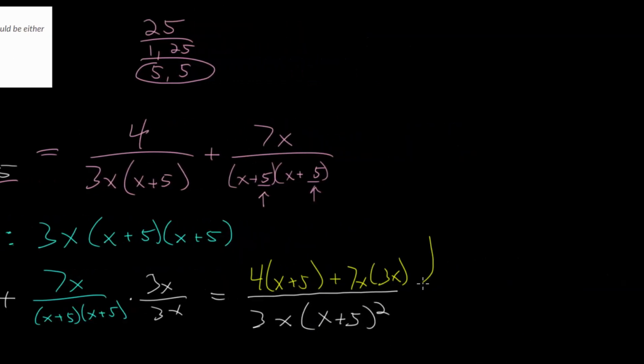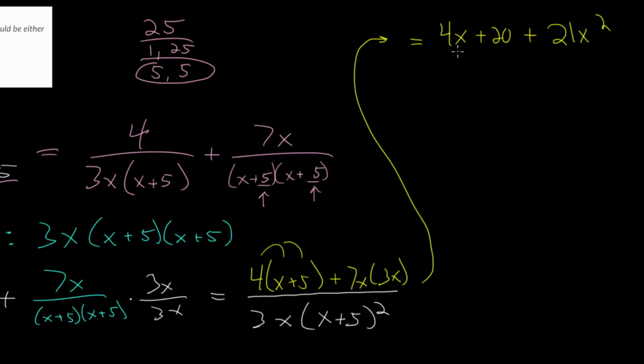So let's make some space. We'll work up here. And in the numerator, let's distribute. So this 4 goes to both. We get 4x plus 20. And over here, 7 and 3 is 21. x and x makes x squared. So you get plus 21x squared all divided by this 3x times x plus 5 squared. And just to make it nicer, let's just rewrite it, the numerator at least, in standard form.